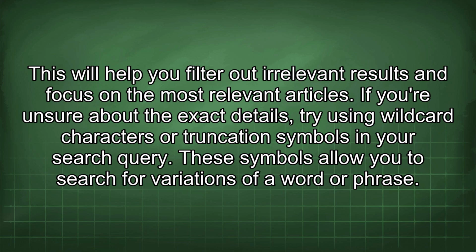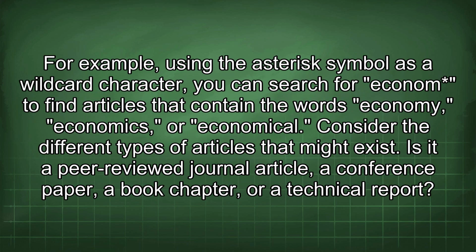If you are unsure about the exact details, try using wildcard characters or truncation symbols in your search query. These symbols allow you to search for variations of a word or phrase. For example, using the asterisk symbol as a wildcard character, you can search for econom* to find articles that contain the words economy, economics, or economical. Consider the different types of articles that might exist.